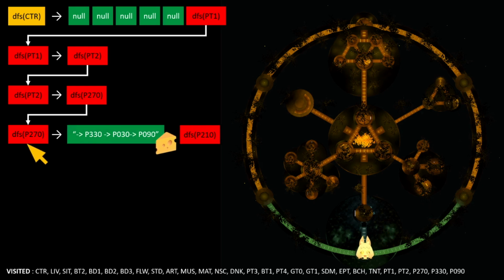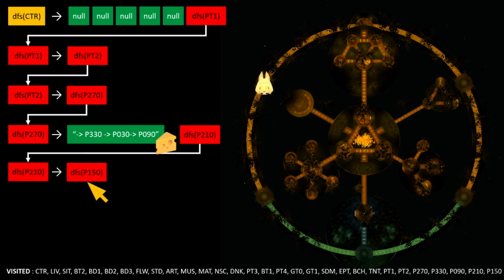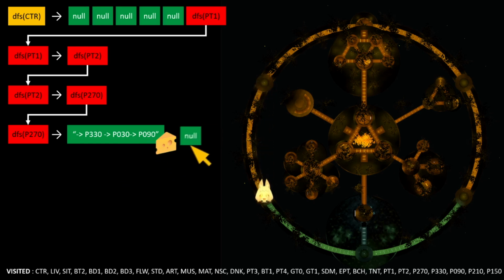So in this case, let's go take a look at platform 210. Platform 210 has no cheese, but it has unvisited neighbors. And then we'll also mark platform 210 as visited. So we're gonna go take a look at platform 150. Platform 150 has no cheese and it's a dead end, and platform 150 is now visited. So back to platform 210, and platform 210 has no sign of cheese. Alright, going back to platform 270.